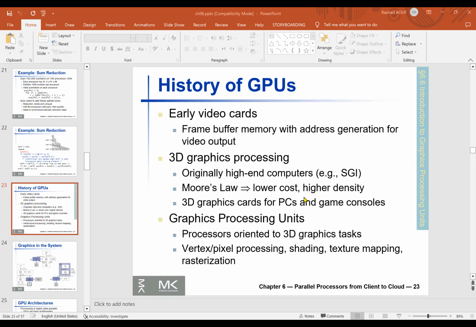3D graphics processing, originally on high-end computers, moves to lower cost and higher density. 3D graphics card, PC: as I said, the graphics card is used more for graphics and gaming and more complicated tasks, many small tasks at the same time. Okay, just to have definitions.